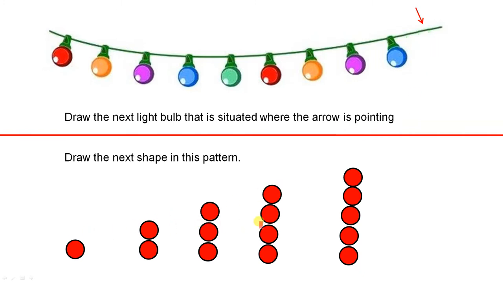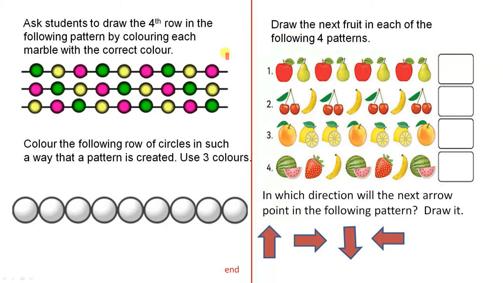They have a look at these shapes here, those five shapes, they can work out if there's a pattern, and they can draw the next shape here, following on from these five. A little bit more challenging here, but again you can give them whatever help they need.